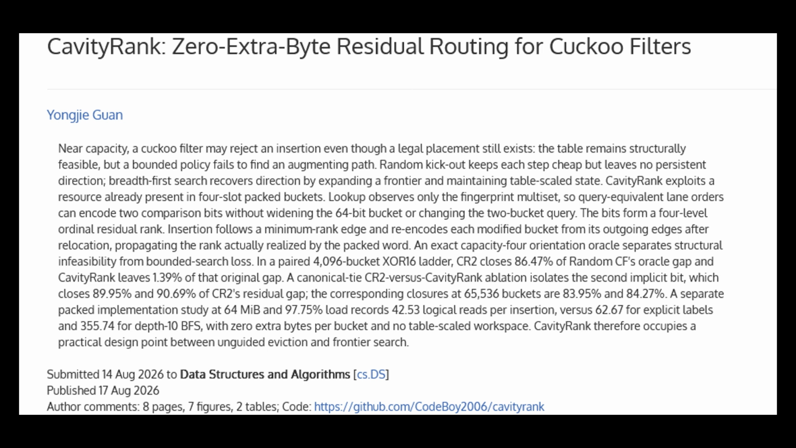It demonstrates that a small amount of persistent directional information stored at zero cost in the bucket order can dramatically improve insertion success rates near capacity without sacrificing the compact representation that makes Cuckoo filters attractive in the first place. For applications where memory is precious and insertions happen frequently at high load, CavityRank offers an attractive design point: guided enough to recover most of the capacity gap, compact enough to preserve the packed representation, and simple enough to implement without complex auxiliary structures.